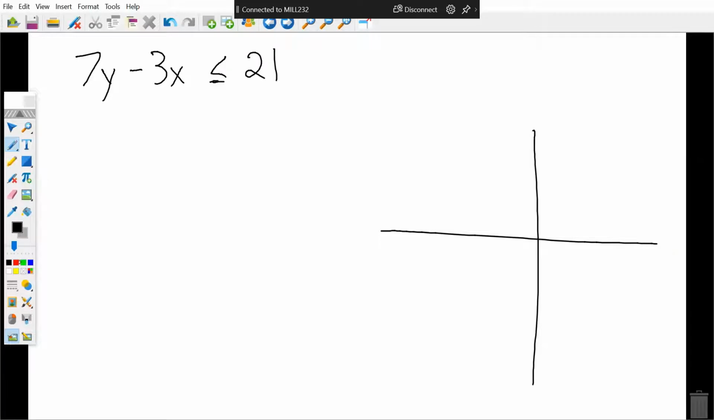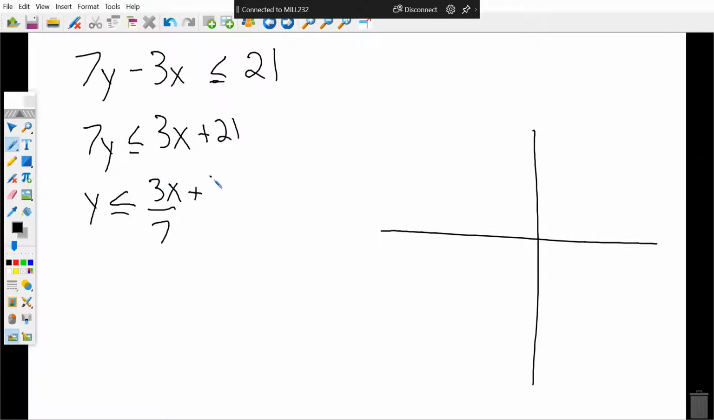All right, I'm going to start working it out slowly. Again, step 1 is to get the y by itself. Add 3x to both sides. I will get 7y is less than or equal to 3x plus 21. Divide everything by 7. Y is less than or equal to 3x over 7 plus 3.